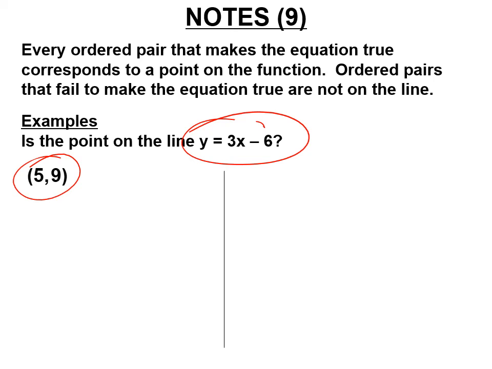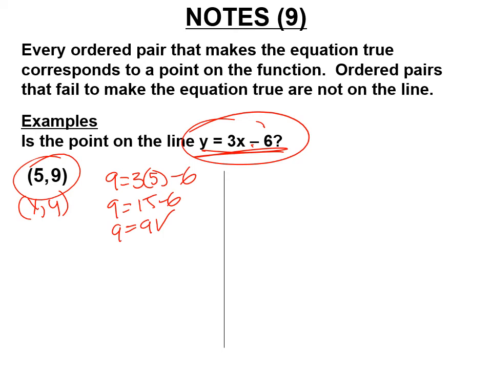Let's see. So 9 is the Y coordinate, right? And 5 is the X coordinate, because it always goes that way. And so we have 9 equals 3 times 5 is 15, and 15 minus 6 is 9. Yeah, so this point was a point on the line 3x minus 6. So even without the graph, you just put it in the equation, and you can tell if it's a point on the line.